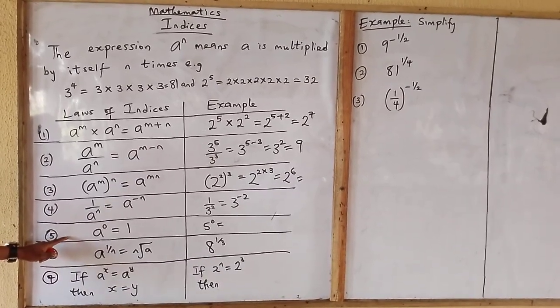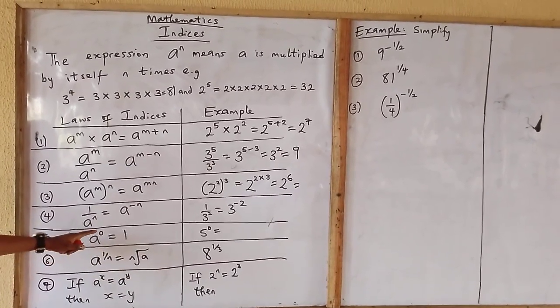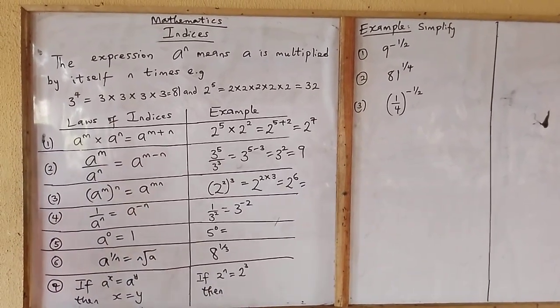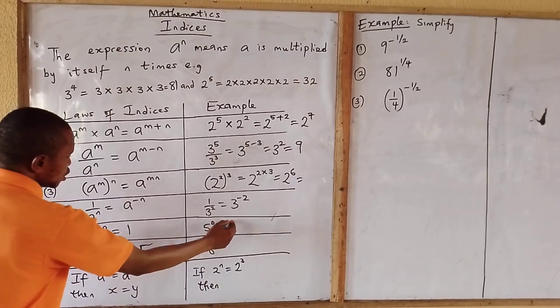Number 5, the fifth law. When we have a raised to the power 0, it is equal to 1. Any number that is raised to the power 0 is equal to 1. So therefore, 5 raised to the power 0 is equal to 1.